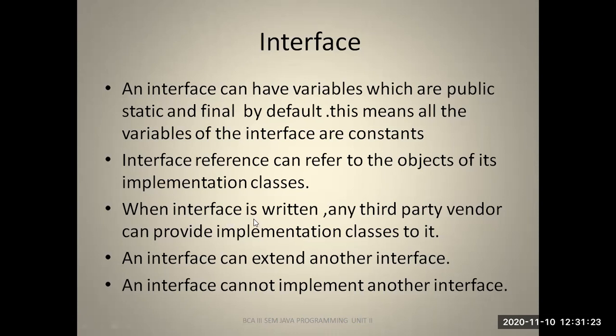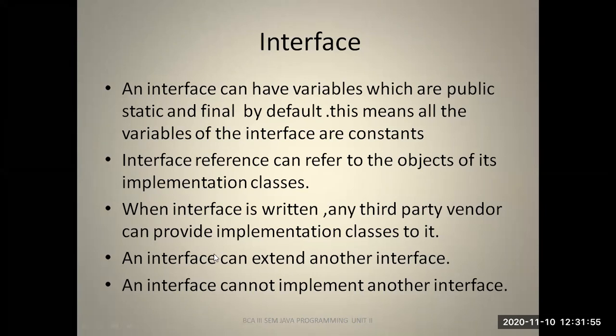Whenever an interface is written, any third party vendor can provide implementation classes for it. What do you mean by this? Let us say there is an interface. For that interface, anyone can write any definition. An interface contains one method, and that method will be defined differently by myself, differently by yourself, differently by other persons. So anyone can define a method which is part of an interface in a different way.